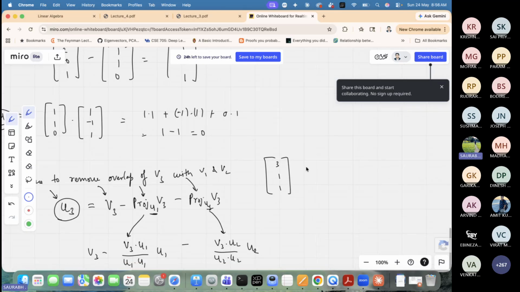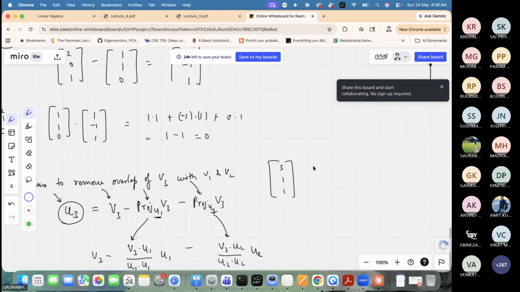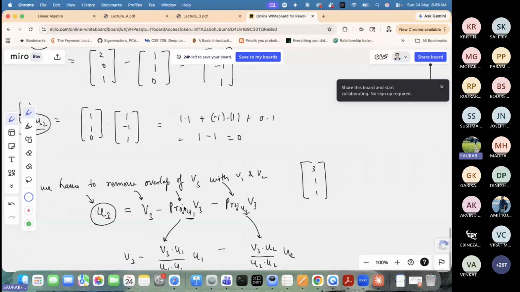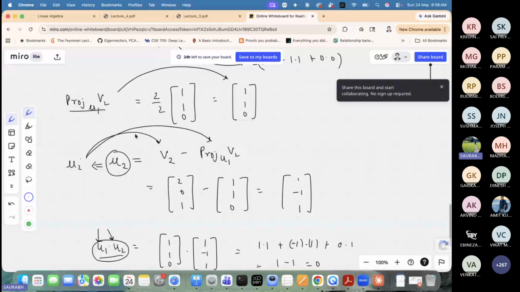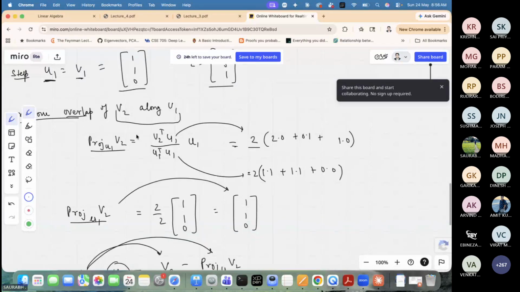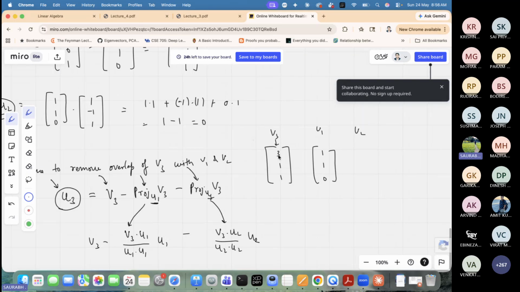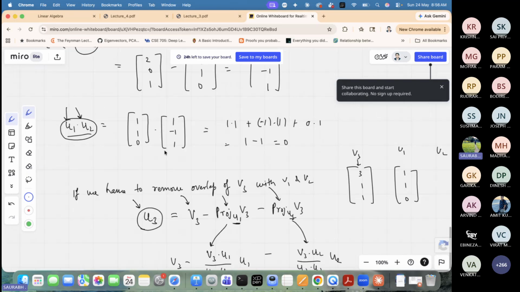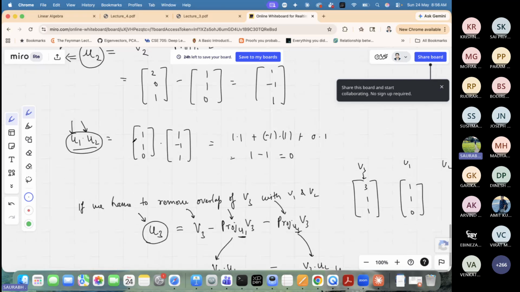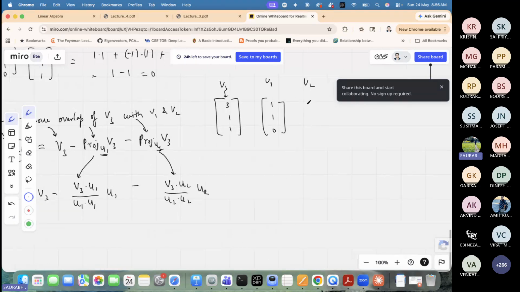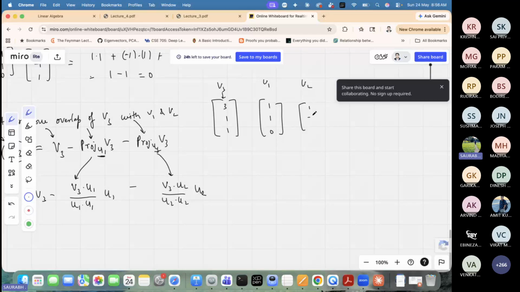Okay. And u2 vector is what you had, the first vector, 1 1 0. This is v3. This is u1, 1 1 0. And u2 vector is what you got as 1 minus 1 1. Now these are the three vectors. Let's take the dot product. So let's take the projection.